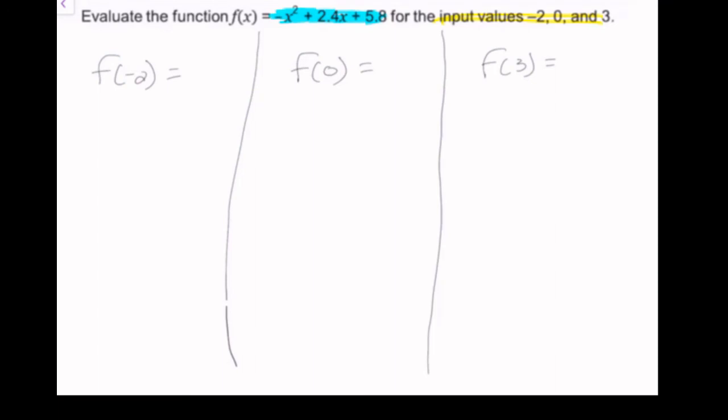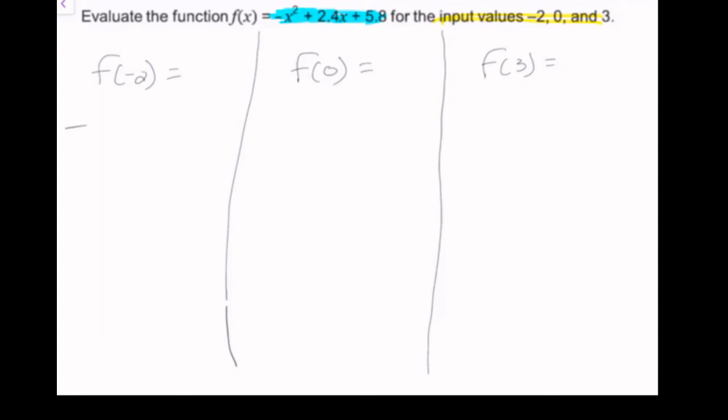Let's do one more the exact way that we just did one, except this time our function is negative x squared plus 2.4x plus 5.8. We're going to evaluate for 3 different input values, or 3 different x values: negative 2, 0, and 3. So the same steps as last time. I'm going to write it out 3 separate times because we have 3 different input values. If you were to graph this, you can graph, Control T, find a table, and it'd be a lot easier, but we are doing it by hand.